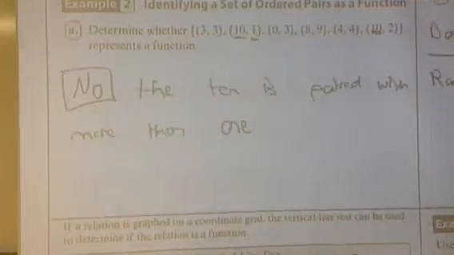This 0 is paired with this 3. This 8 is paired with this 9. This 4 is paired with this 4. This 10 is paired with this 2. But earlier, 10 was paired with 1. So this is not a function because there is a 10 that is first paired with a 1 and then it's paired with a 2. So no, the 10 is paired with more than one y value.